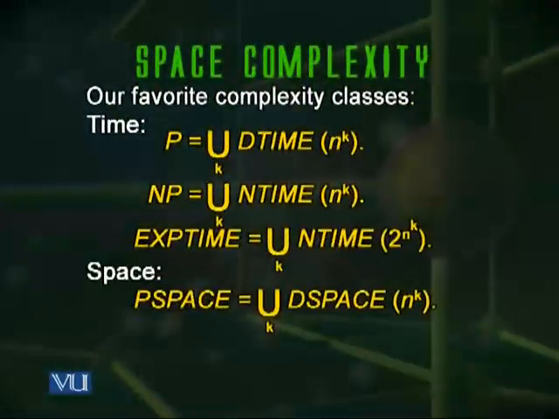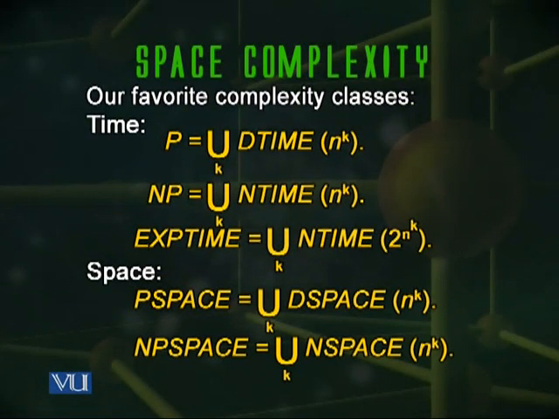Now let's define the space complexity classes. The analog of P is going to be P space, and the analog of NP is going to be NP space. So P space is the set of all problems that you can solve in polynomial space. Similarly, NP space is the set of all problems that you can solve in non-deterministic polynomial space.